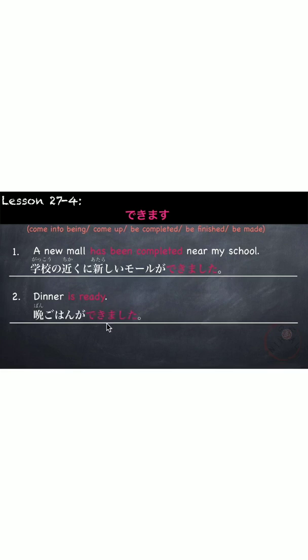Another example is dinner is ready. 晩ご飯ができました。Next is the particle は which follows other particles. We have learned that the は particle is used to highlight or emphasize the noun as a topic.